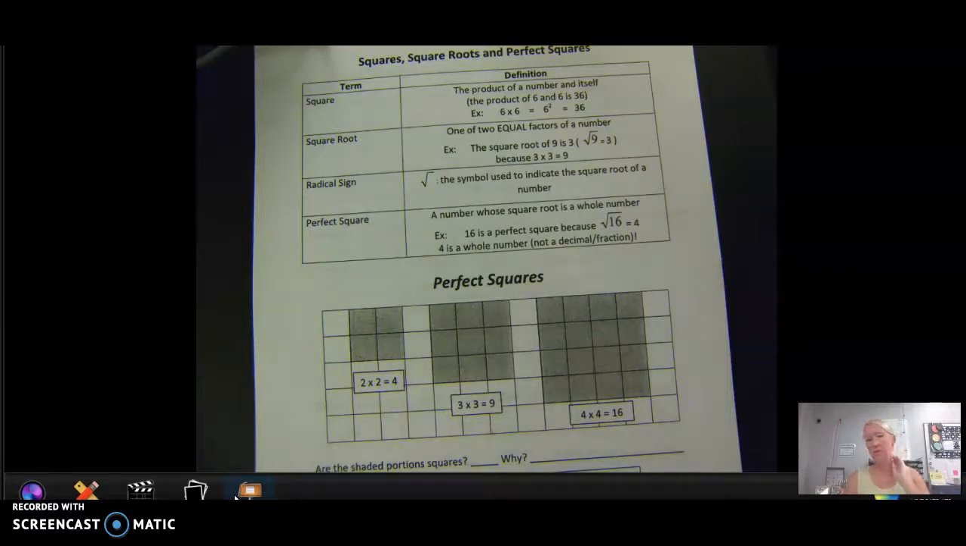In your supplies bag, you should have received a smaller purple packet that looks like this. It's squares, square roots, and perfect squares. That's what we're going to work on first before we get into Unit 1. I know that you have hopefully finished the Quizlet for the vocab from Unit 1, so hold tight on that. We will come back to that.